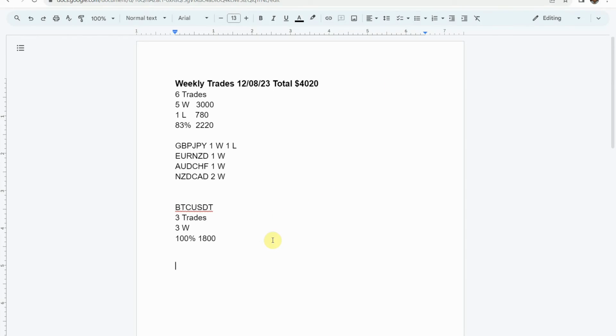Now let's go ahead and take a look at our weekly trades. And so we're going to start tracking the trades each week from the previous week on these select Forex pairs and this crypto coin, the Bitcoin here.